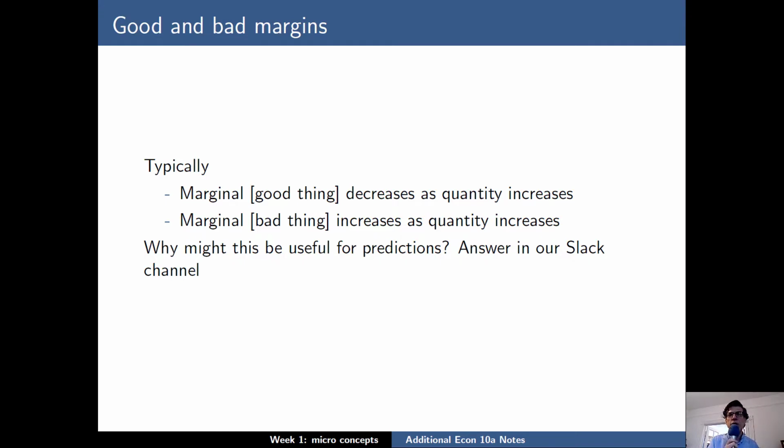And so I wanted to leave you with this question. Why might this typical formulation, where the marginal good things decrease and the marginal bad things increase, be useful for predictions in the economic world? I'm looking for you to come to our Slack channel and give that answer. So come on over to the Econ 10A discussion Slack channel and give your best guess as to why this idea that marginal good things decrease and marginal bad things increase might be useful for economic predictions.